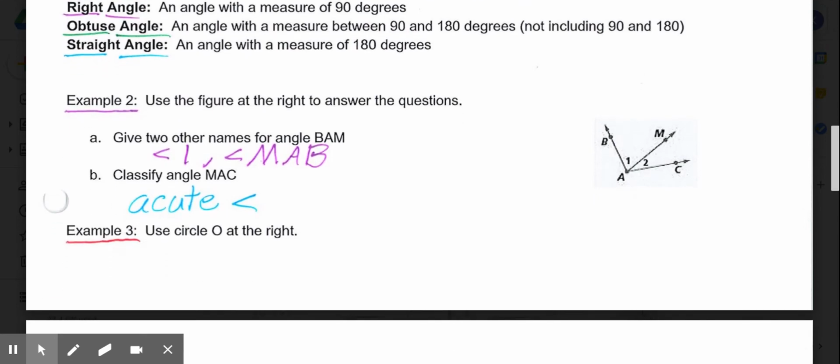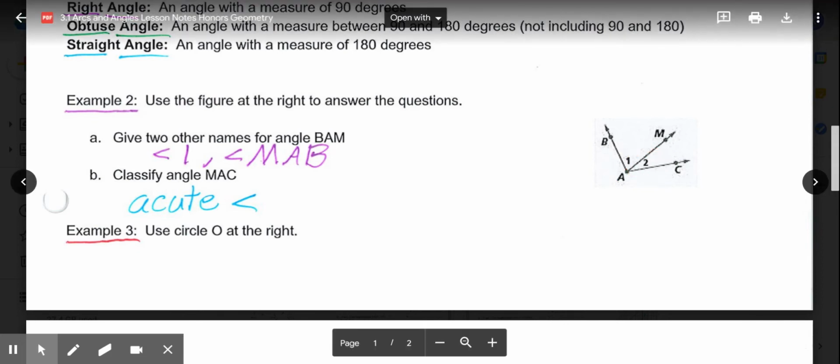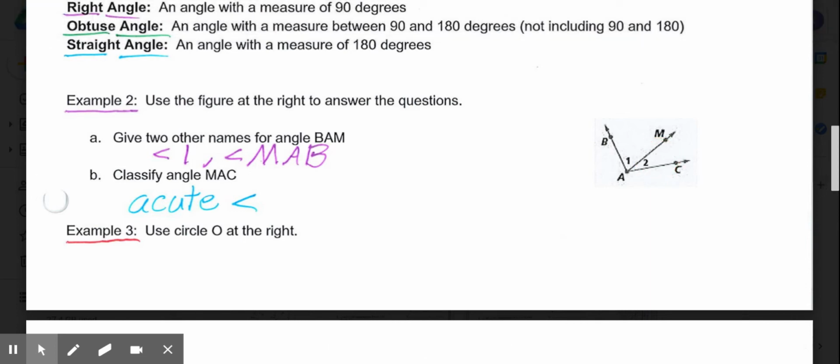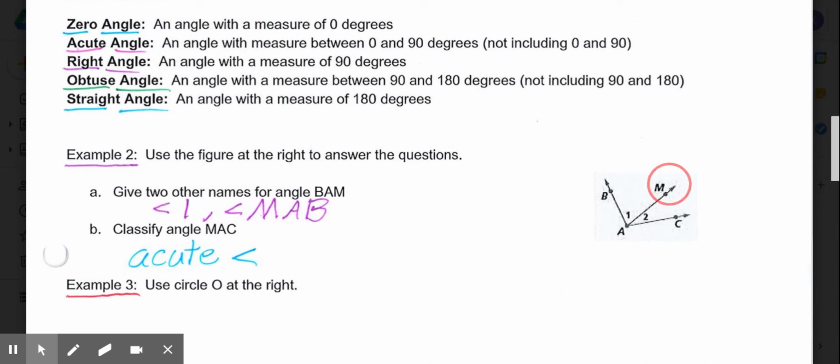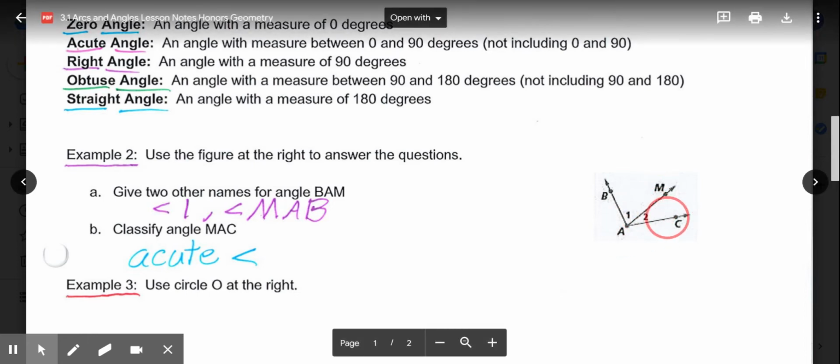So then in example 2, they want us to use the figure at the right to answer the following questions. Give 2 other names for angle BAM. So BAM. Well, BAM would be angle 1, so we could call that angle 1, or we could call that angle MAB. We could not call this angle A because A is the vertex of both angle 1 and 2, so we can only use the number or the 3 letters. And then to classify angle MAC, so angle 2 here, is it a zero angle, acute, right, obtuse, or straight? The measure is less than 90, greater than 0, so we would have an acute angle.